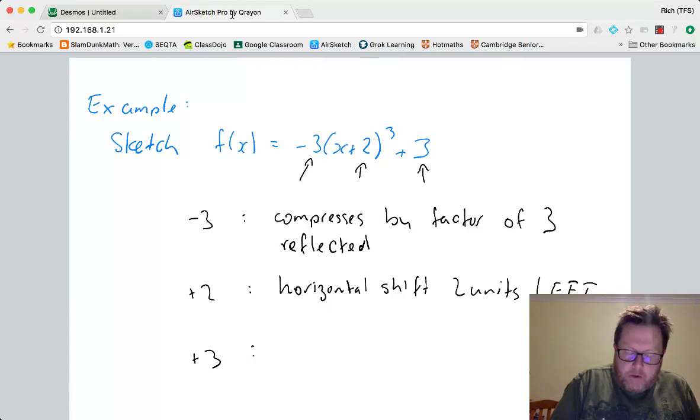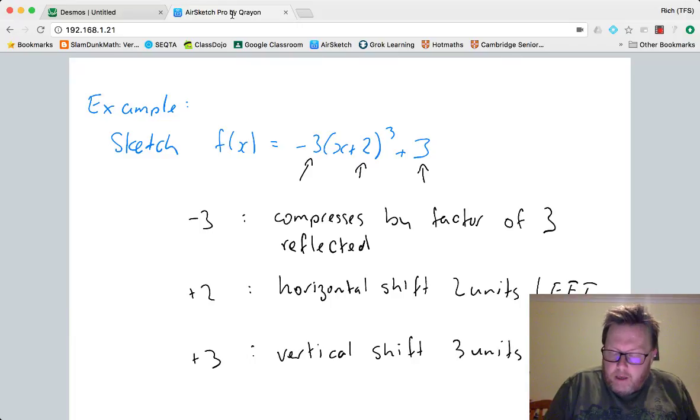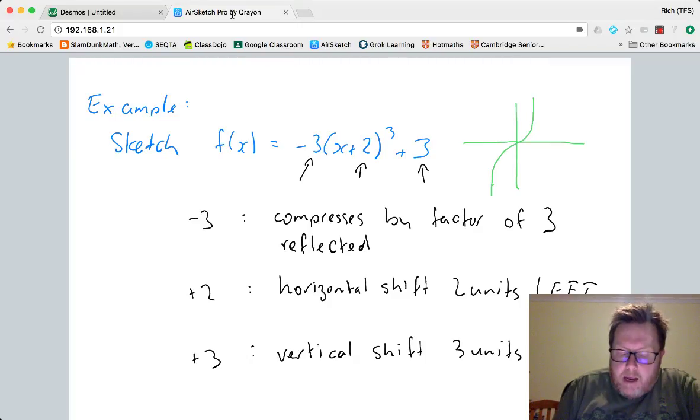The +3 is a vertical shift, or a vertical translation, 3 units up. Okay, so those are the critical pieces of information. If you remember what the base graph looks like, which is going up, gets to 0, and then goes up again like that, and if that's the base graph, then using these bits of information you should be able to figure out what that graph looks like.